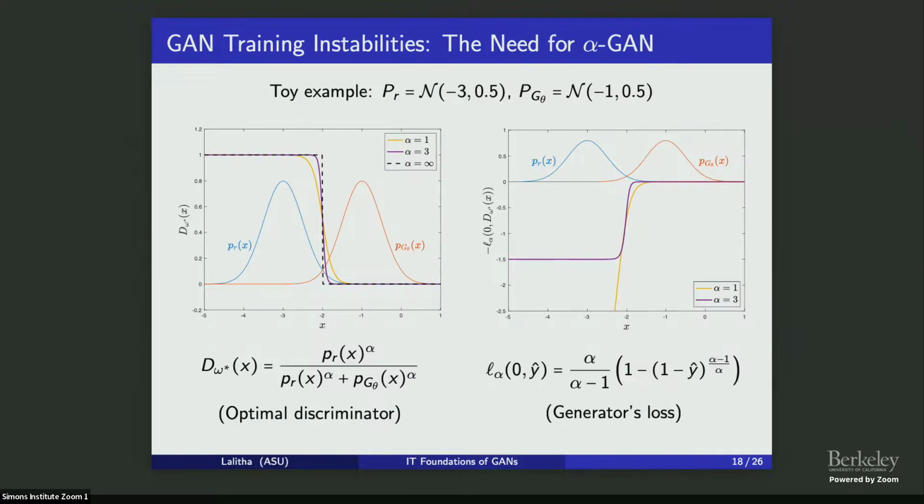Okay, so why don't we tweak alpha and go in the other direction? At alpha 0.5, I start getting some gradients here, right? At alpha 0.2, I get even more gradients here.